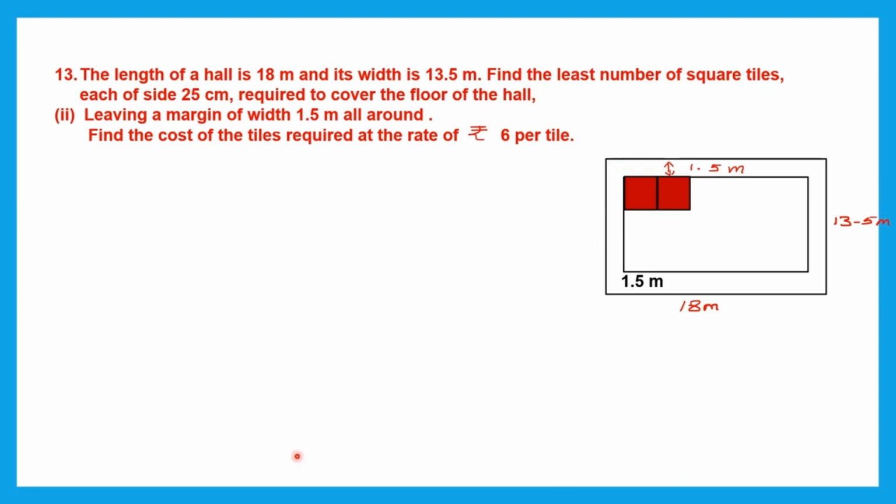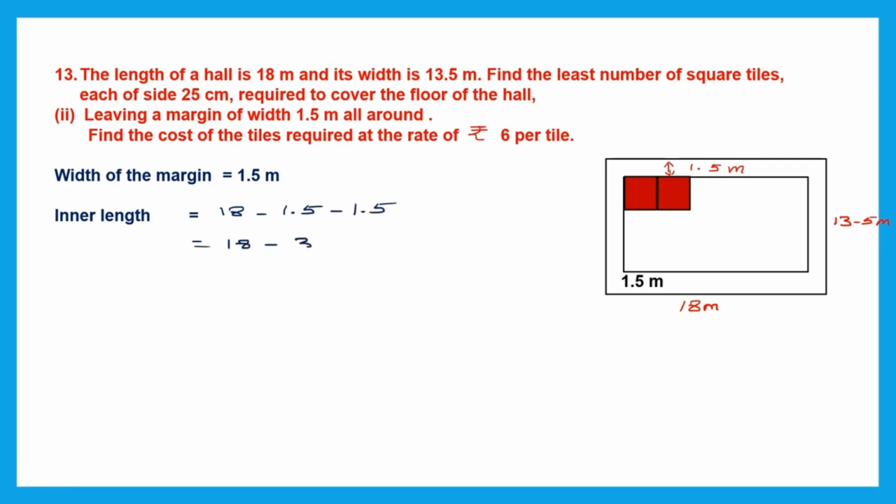So now we are going to again begin by saying the width of the margin is 1.5 meters. Now, the inner length, we are talking about this inner length. Inner length is this much, isn't it? And the outer length is 18 meters. So how to get the inner length? 18 meters minus this much, which is 1.5, minus this much, which is 1.5. So inner length is 18 minus 1.5 minus 1.5. So this is 18 minus 3. Here when you add up these two, it becomes 3. So this is equal to 15. So the inner length is 15 meters.